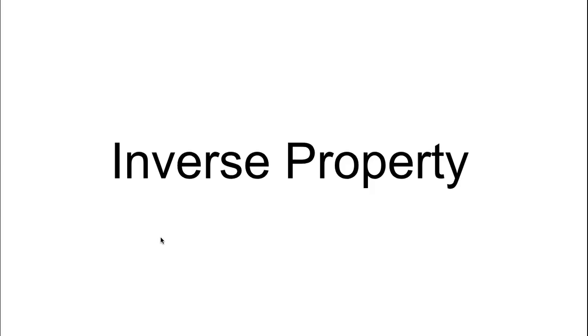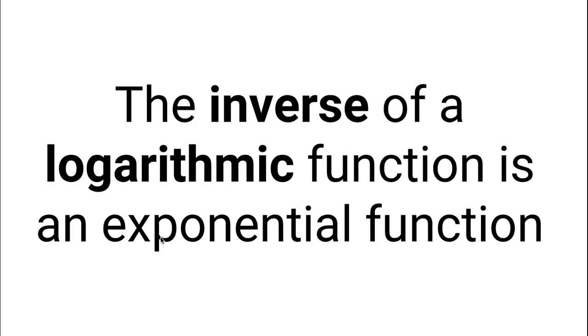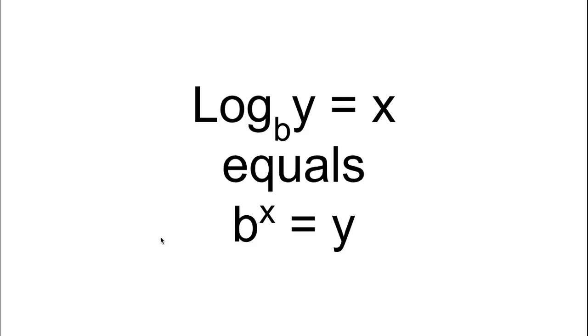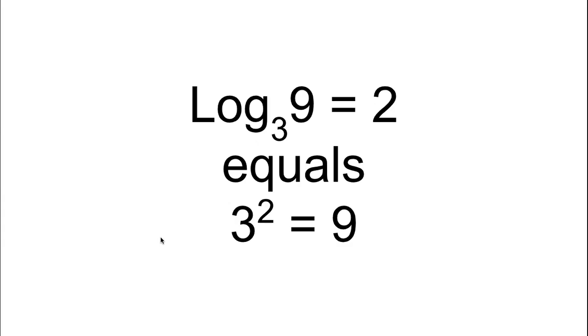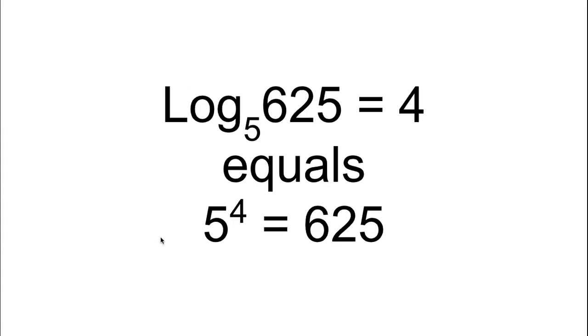The fourth property is the inverse property, which is that the inverse of an exponential function is a logarithm function. So log base b of y equals x is the same as b to the power of x equals y. So log base 2 of 16 equals 4 would be the same as 2 to the power of 4 equals 16. Log base 3 of 9 equals 2 would be the same thing as 3 to the power of 2 equals 9. Log base 5 of 625 equals 4 would be the same as 5 to the power of 4 equals 625. Well, I don't have a pun for this one, so we're just going to move on.